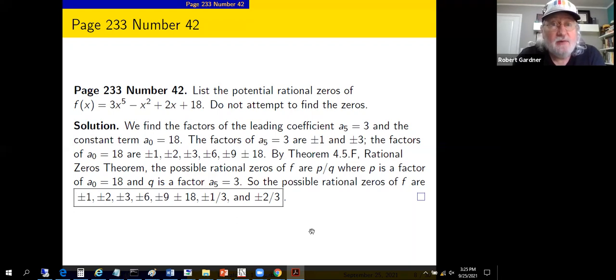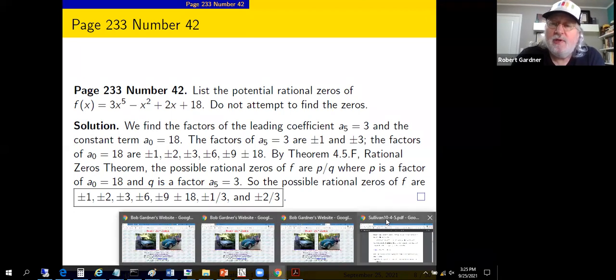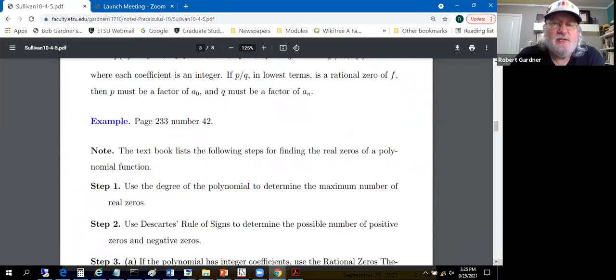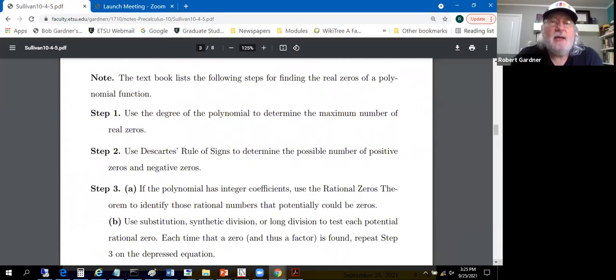Could they all be zeros? No, this has at most 5 real zeros because it's a degree 5 polynomial. We know the maximum number of zeros. So certainly some of these are not zeros of that function, and possibly some of them are. How would you find if they are? Plug them in and see if the output is 0. Returning to the notes, we'll take this process through in more detail in an upcoming example.